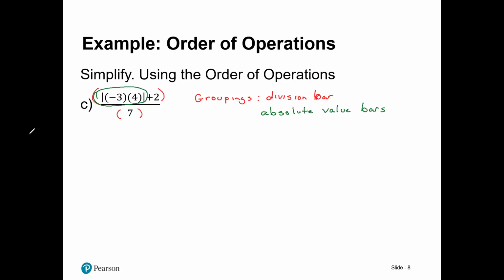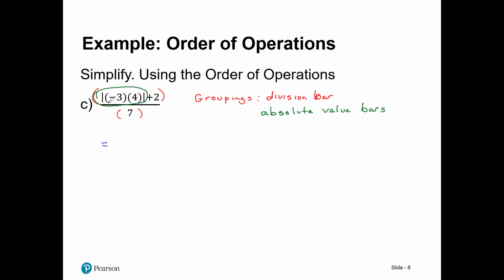And if you're ever confused, feel free to ask questions. So because we got these couple groupings here, technically the absolute value is the innermost one because it's inside this top division bar. So as far as the division bar goes, it doesn't matter which goes first, top or bottom. Just do whatever. In this case, we only have to worry about the top. There's nothing going on the bottom.